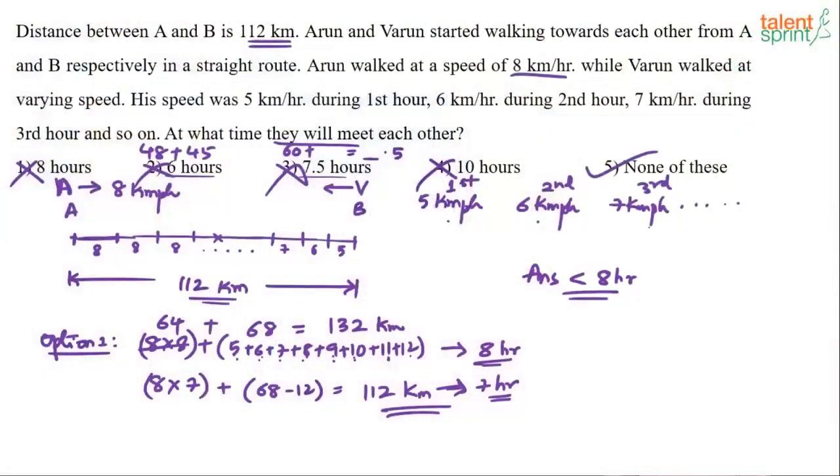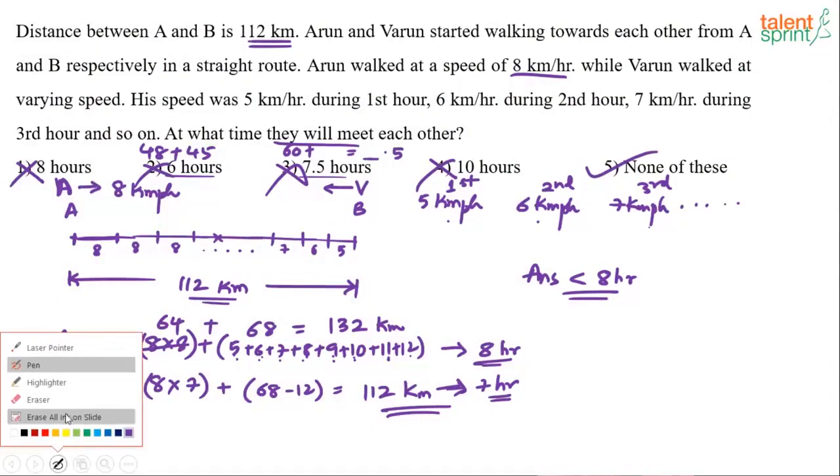Now, sum of this up to n times should be equal to 112. Now, that looks like an arithmetic progression. Apply the formula and get the answer. Right? Let me explain that to you. So, what is the other method? Let me now explain the other method to you.